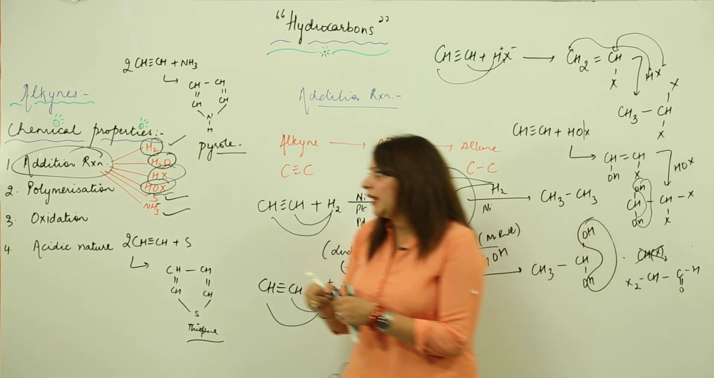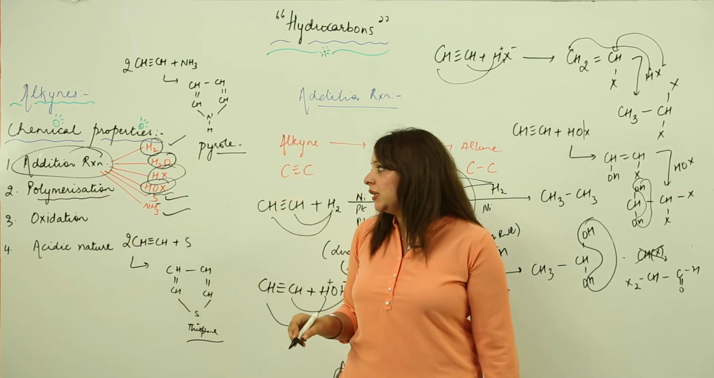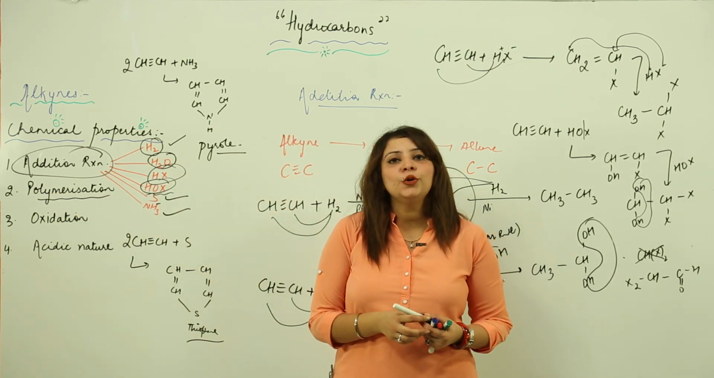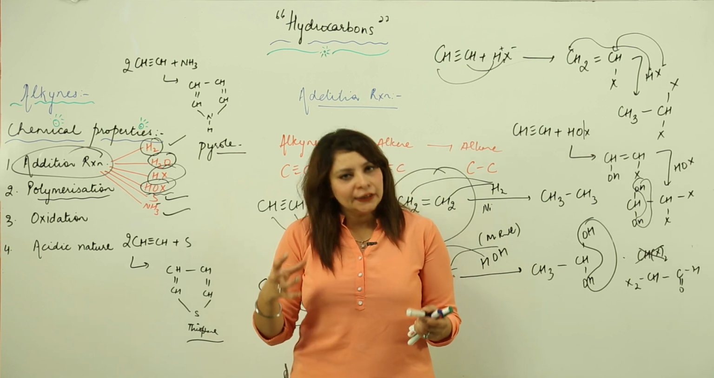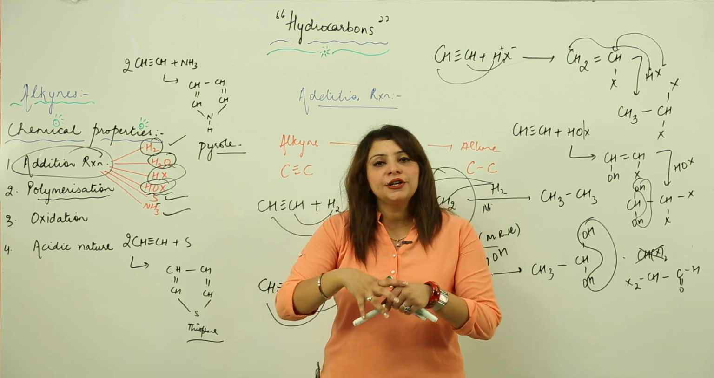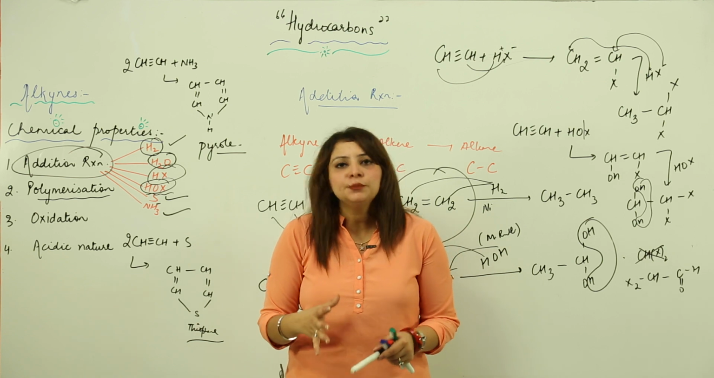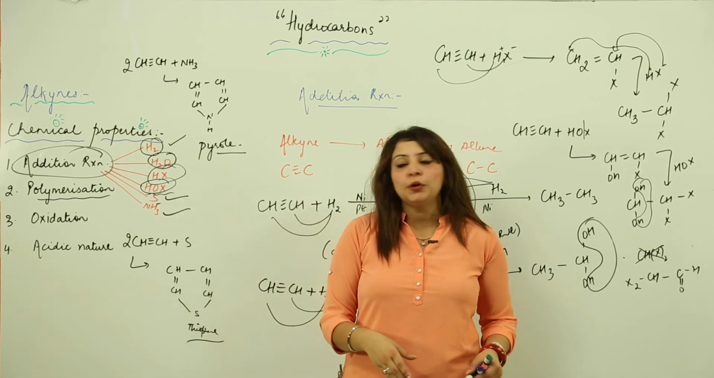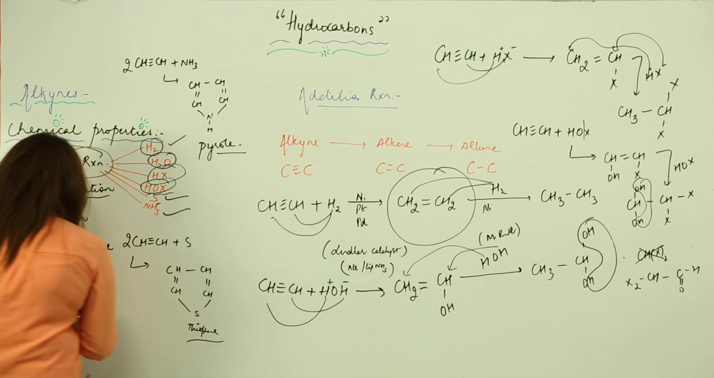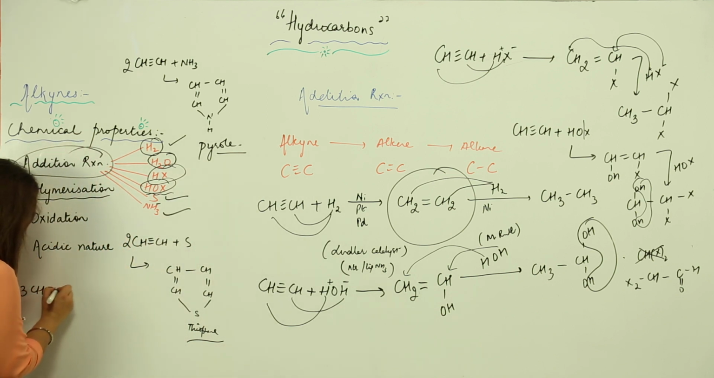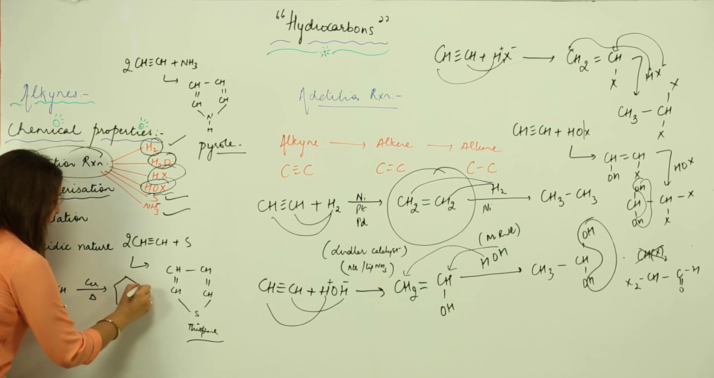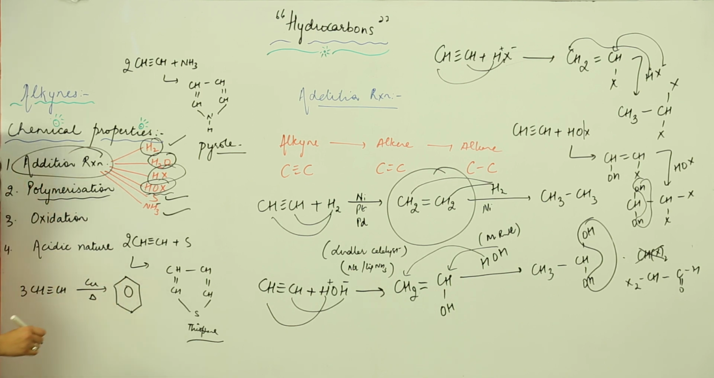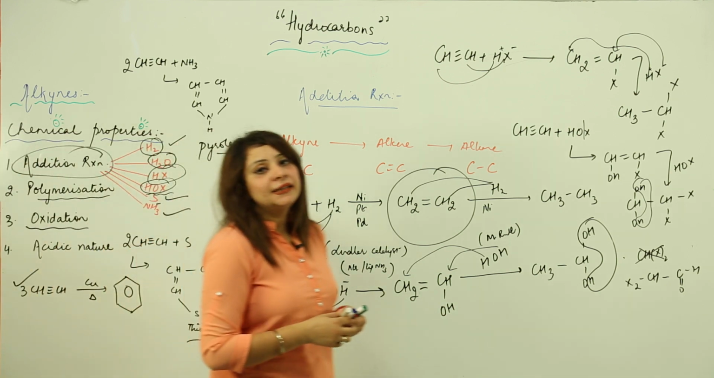Second is polymerization. What is polymerization? Polymerization is actually a process in which the smaller molecules, or we can call them monomers, get attached to each other forming a giant molecule that is called a polymer. So here it can show polymerization actually, like if you take 3 acetylenes in the presence of copper and you heat them red hot, they will change into benzene. So this is the polymerization. So now the third property, that is the oxidation.